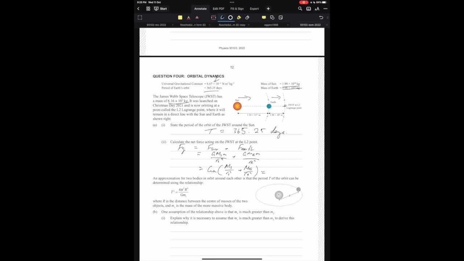Radius R_S, well, that's just the distance between the Sun and the James Webb Telescope. So that's this distance combined with that distance. So in total, it's 1.5 times 10 to the 11 plus 1.5 times 10 to the 9. And then R_E is just this distance here, 1.5 times 10 to the 9. So once you make all those substitutions, you will get a value of 36.7 newtons.